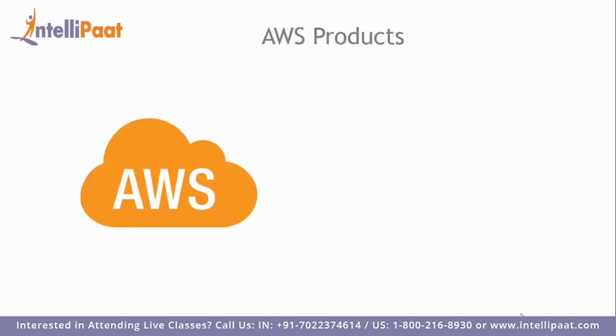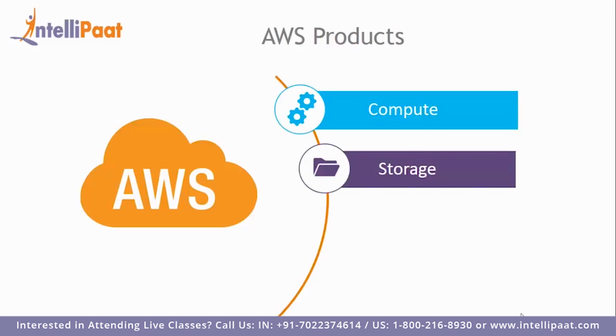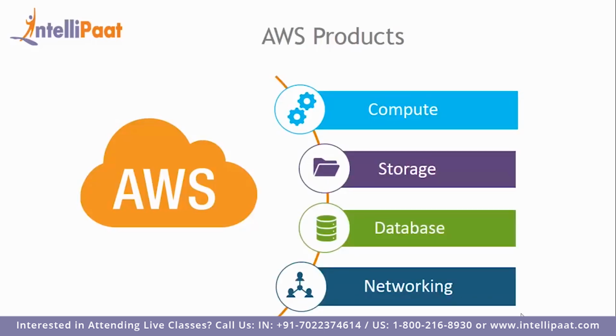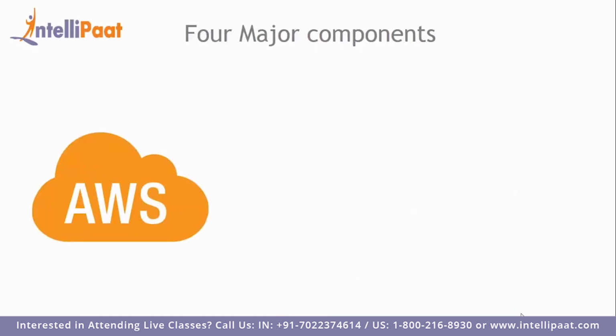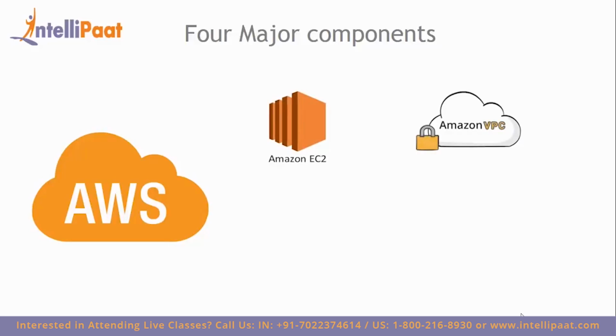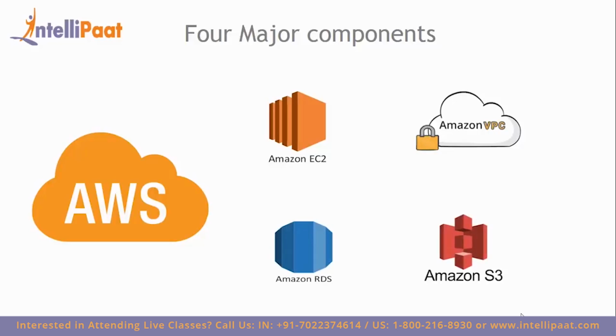AWS, that is Amazon Web Services, basically deals in four major areas, namely compute, storage, database, and networking. We are going to discuss one component of each of these areas in the coming slide. AWS is an ocean of components, which offers you all software as a service, platform as a service, and infrastructure as a service facility. Some of the most important components are Amazon Elastic Compute Cloud, Virtual Private Cloud, RDS, that is Relational Database Service, and Amazon Storage Services Space. So let's discuss each in detail.